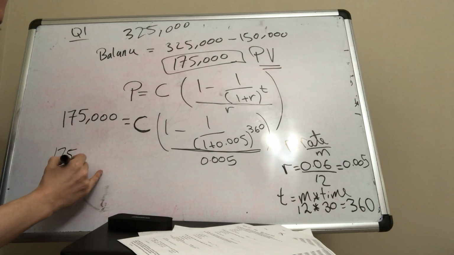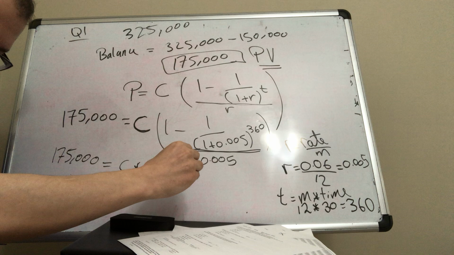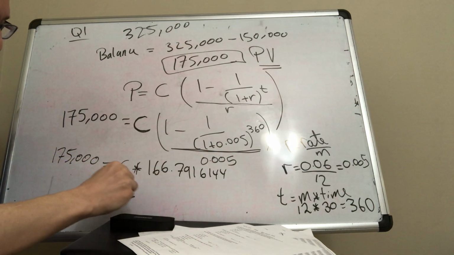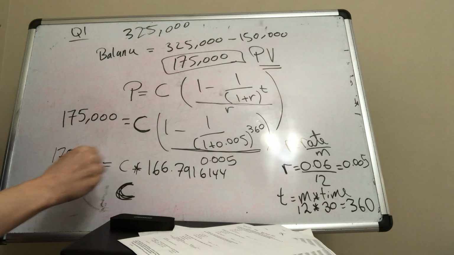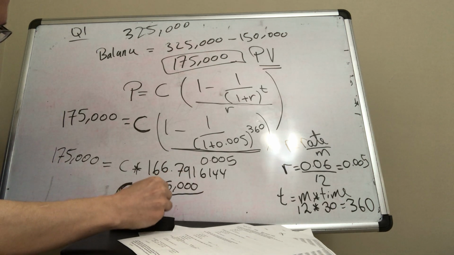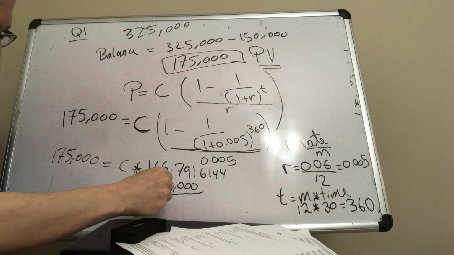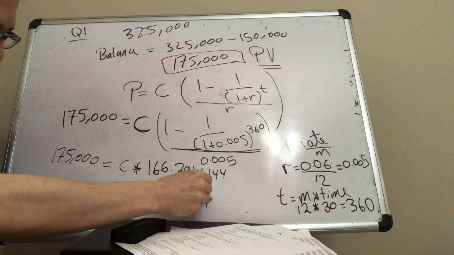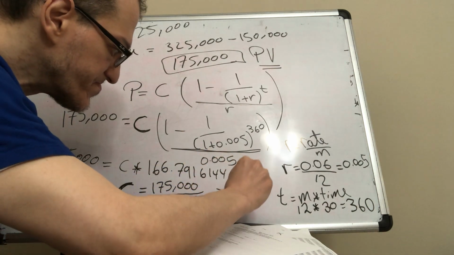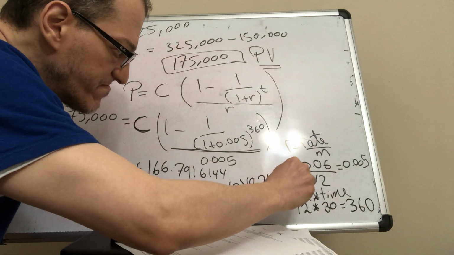So 175,000. This in the calculator is 166.7916144. Solving for C, payment would be this over this. It's $1,049.213419.